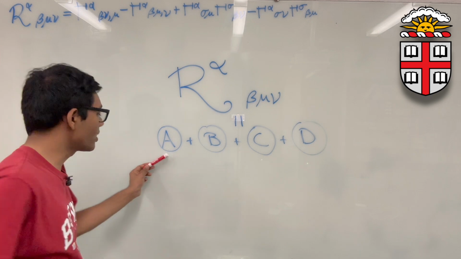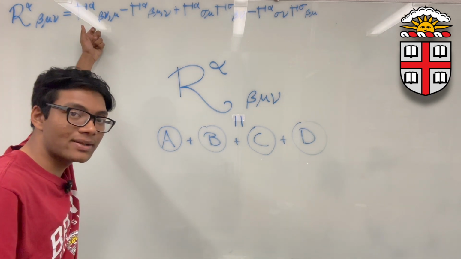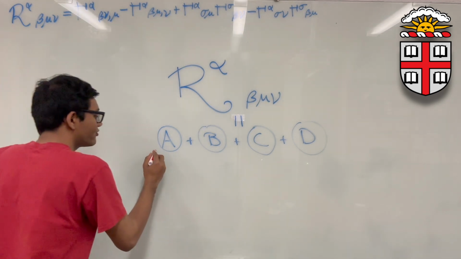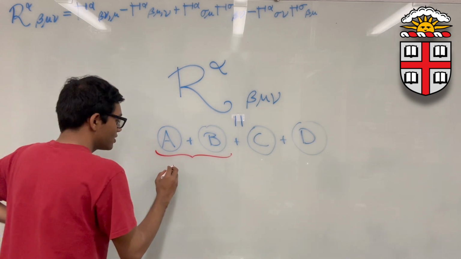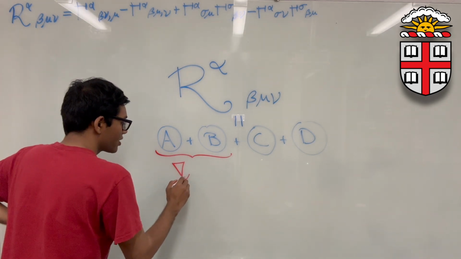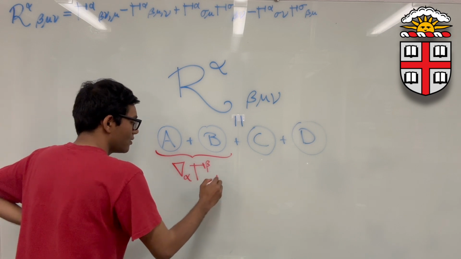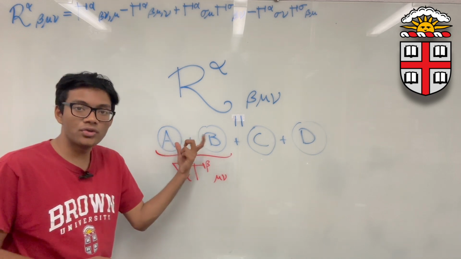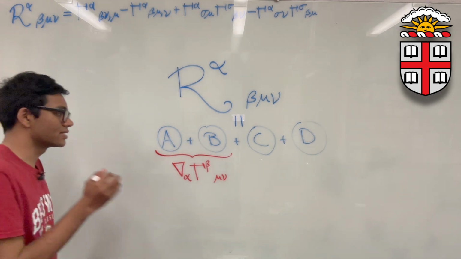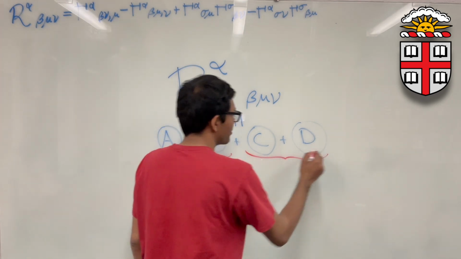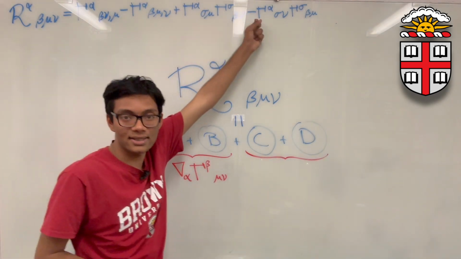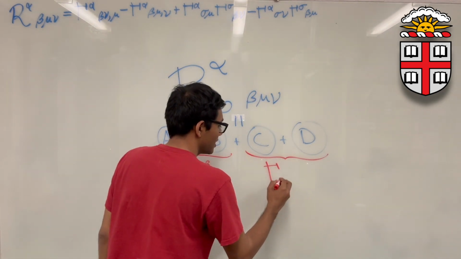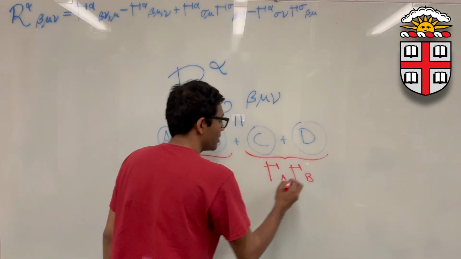The first piece of the Riemann curvature tensor is the Christoffel symbol. But it's not just any Christoffel symbol, it's a derivative of a Christoffel symbol. So these first 2 terms are derivatives of the Christoffel symbol, with indices beta, mu, nu. Derivatives of the Christoffel symbol give you the first 2 terms of the Riemann curvature tensor. The next 2 terms are simply products of the Christoffel symbols, let's say Christoffel A, Christoffel B.